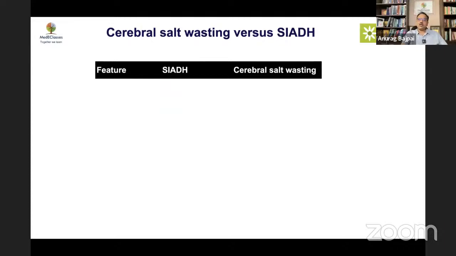Now, often it is confusing whether it is SIADH versus cerebral salt wasting. You have a neurosurgical patient, somebody who has a CNS infection or a head trauma, you have hyponatremia, whether it's SIADH or cerebral salt wasting. Theoretically, very easy. SIADH is low urine output, cerebral salt wasting is high output, but often it may be confusing.